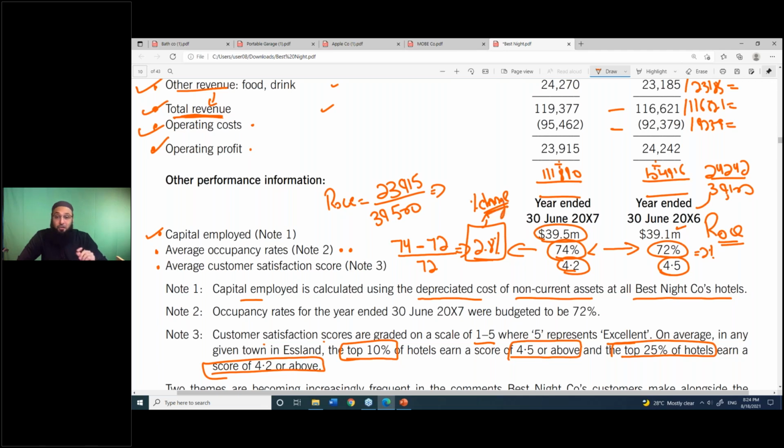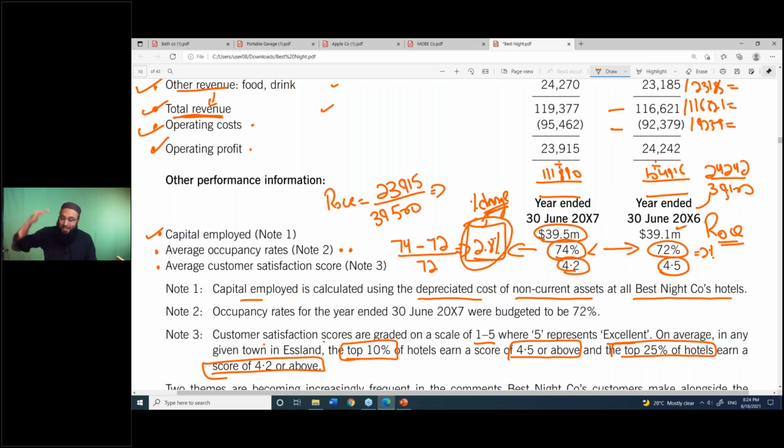Now, this is a relative measure. The examiner says you work out these things for percentages. For anything that is given in percentage, you work out a percentage change for that. And this gives you the idea that the occupancy has increased by 2.8%.